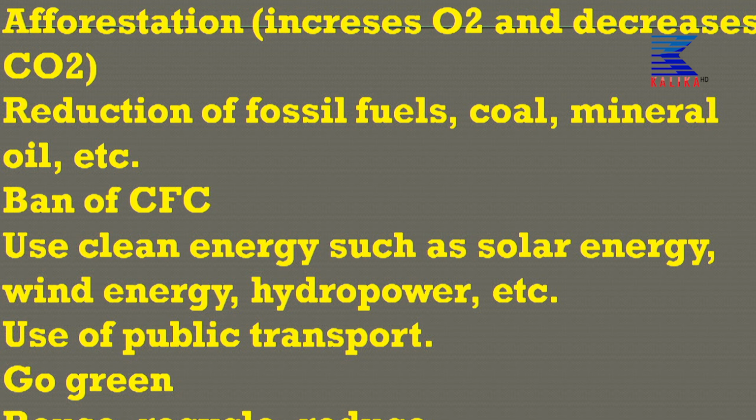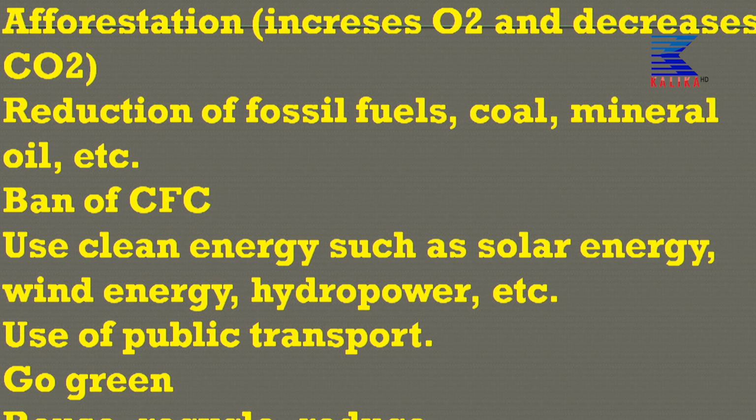So, control of greenhouse effect. For the control of greenhouse effect, we need to control the greenhouse gases. Number one, there should be afforestation. Afforestation increases the O2 level and decreases CO2 level. Reduction of fossil fuels, coal, mineral oils, etc. They emit carbon dioxide in the environment. Ban of CFC, especially CFC used in fridge, spray cans, and air conditioner, that shouldn't be used. That should be banned. We should use clean energy such as solar energy, wind energy, hydropower, etc.